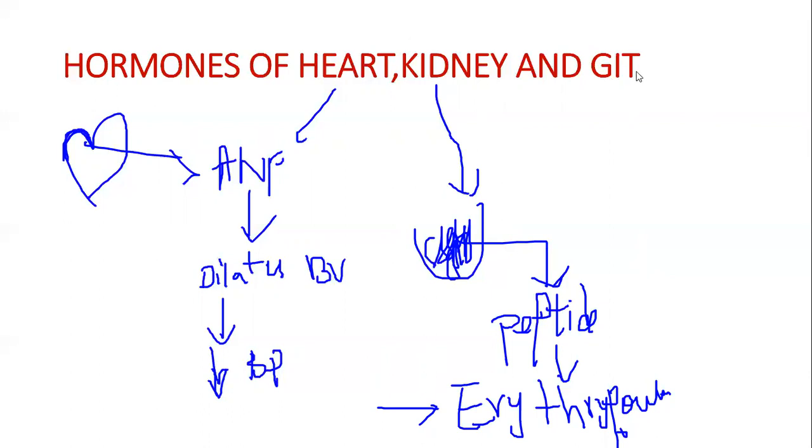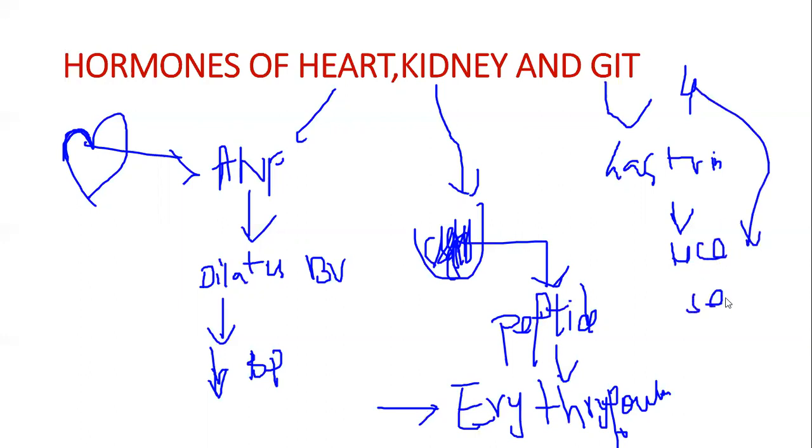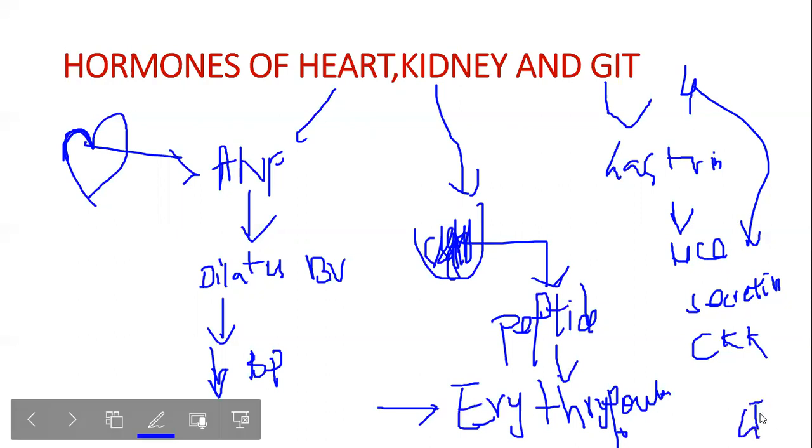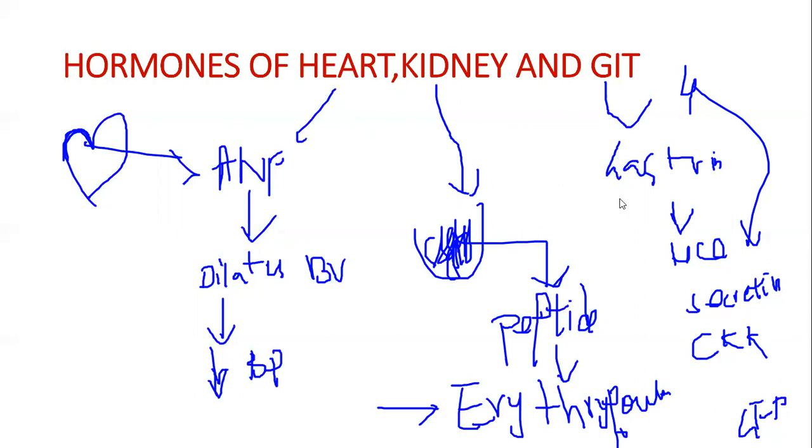And now coming to gastrointestinal tract hormones. The endocrine glands present in the gastrointestinal tract secrete 4 hormones. That is gastrin, which mainly helps in HCl secretion, and secretin, and cholecystokinin, and gastric inhibitory hormone. Okay, so gastrin, the main function of the gastric glands is to stimulate the HCl production. And secretin helps in water and electrolyte balance.